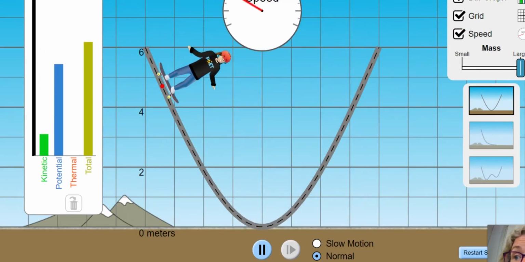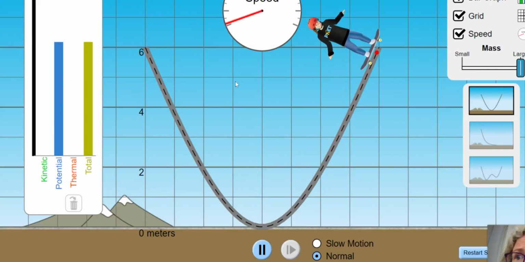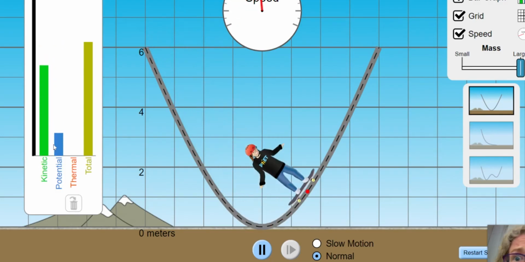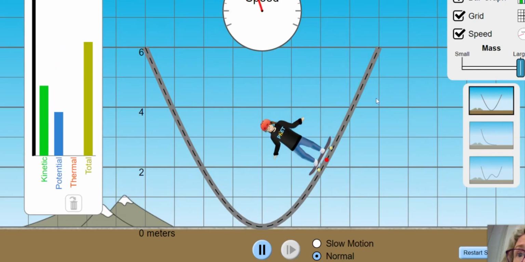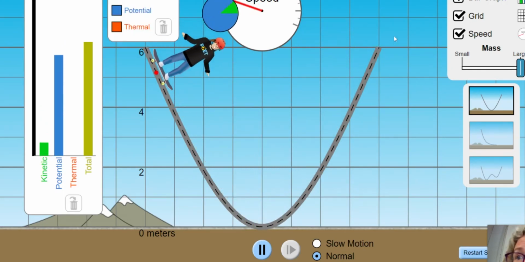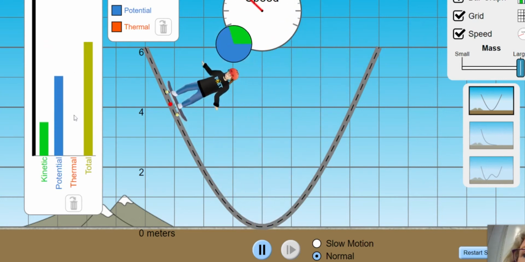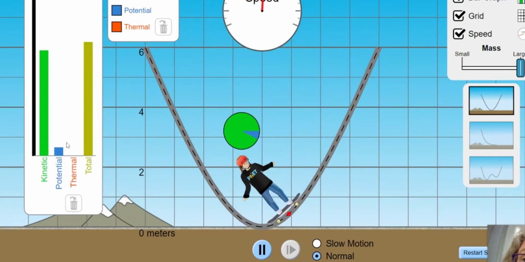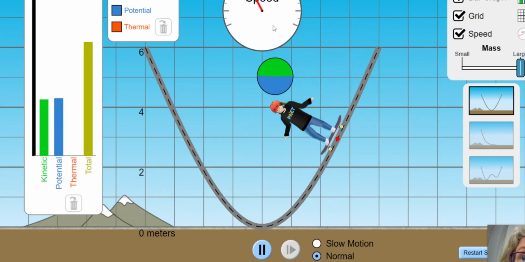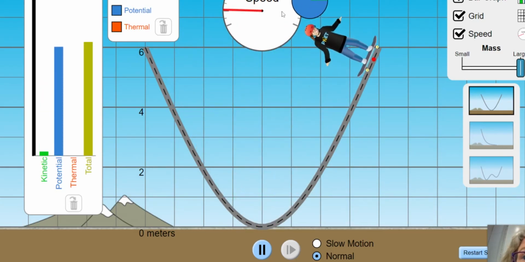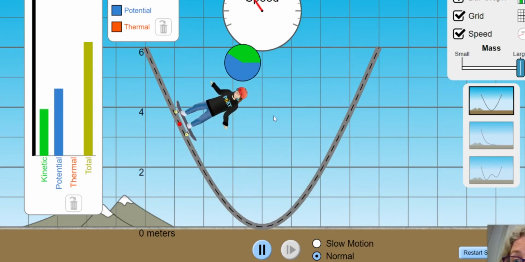There is a speed dial, which will help students understand the relationship between what's impacting the kinetic energy of the skater. There's also a pie chart, which is good in showing another representation of how the potential and the kinetic really does equal the same amount of energy. And that's why it is a pie. So it's 100% of the energy is being illustrated here.